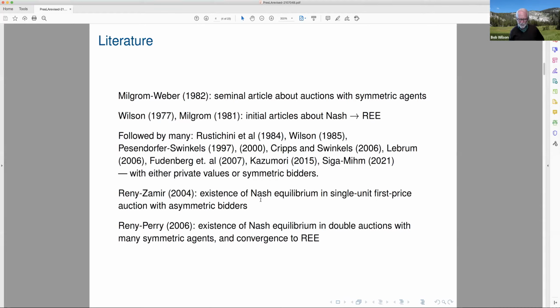And then there's a whole literature that follows after that. And the thing about it is this point here at the bottom that I'm emphasizing about private values: they always assume private values with symmetric bidders. So with private values, we don't have this hidden state variable. With symmetric bidders, then you're building on the Milgrom-Weber model. But Reny and Perry's predecessor, Reddy and Samir, is the next one here, and they emphasize the case with asymmetric bidders.